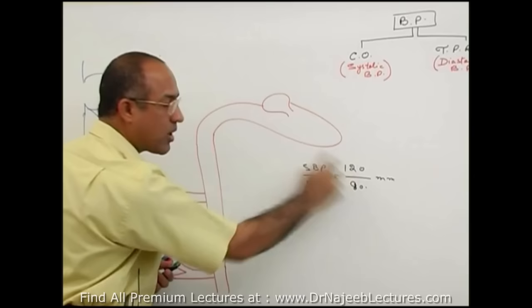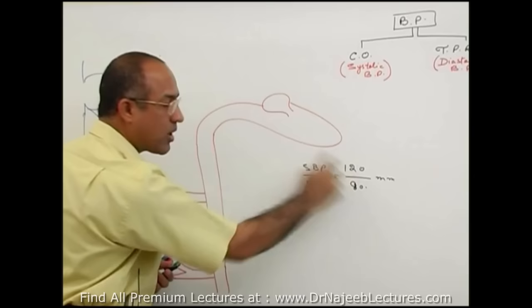So what is the definition of systolic blood pressure? Systolic blood pressure is the blood pressure present in the major systemic arteries when left ventricle is at the peak of systole. Is that right? Diastolic blood pressure is the pressure present in the major systemic arteries when left ventricle is relaxing. Is that right? Now we will see what are the factors which determine the systolic blood pressure and what are the factors mainly which determine the diastolic blood pressure. I've already said that diastolic blood pressure mainly depends on total peripheral resistance. Let me tell you how.